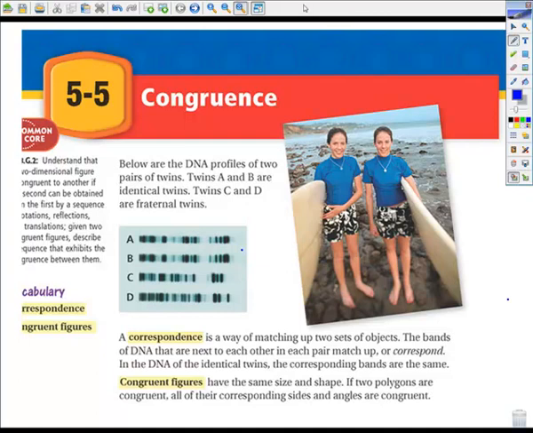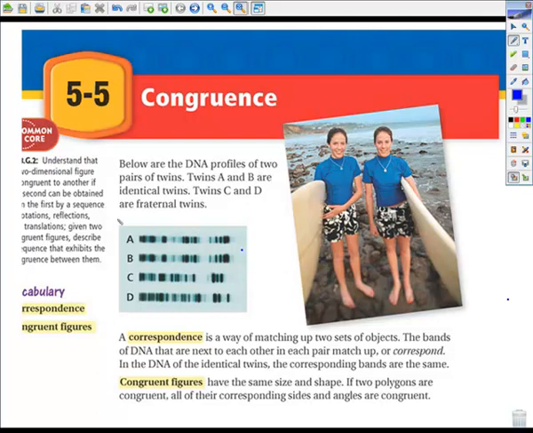Lesson 5.5 is on congruence, and the picture below is of two DNA profiles of two pairs of twins. We have twin A and B, and they're identical twins, and C and D are fraternal twins. So the Broussard sisters are identical twins, and the McKinney sisters are fraternal twins. Even though they're the same gender, they do not share the matching bands of DNA.